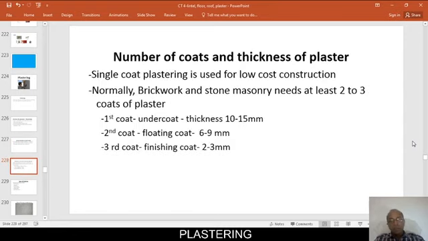How many coats of plaster do we have to give, and what are their thicknesses? A single coat of plaster is used for low cost construction only, but normally for brickwork and stone masonry we give 2 to 3 coats of plaster. The first coat is known as the undercoat, having a thickness of 10 to 15 mm, and the second coat is a floating coat which has a thickness of 6 to 9 mm, and the third coat is known as a finishing coat, having a thickness of 2 to 3 mm.